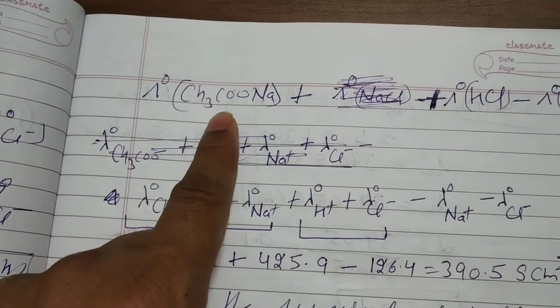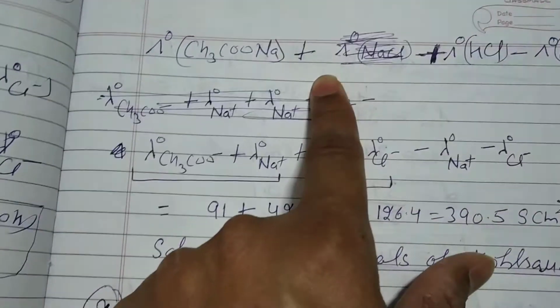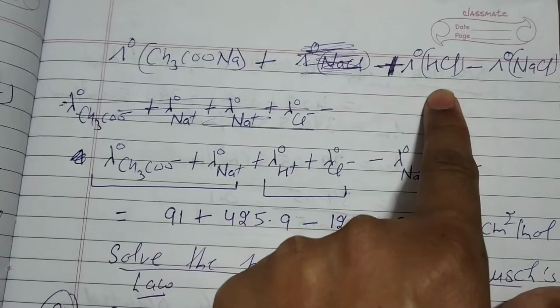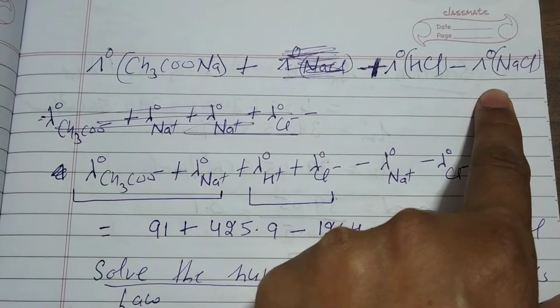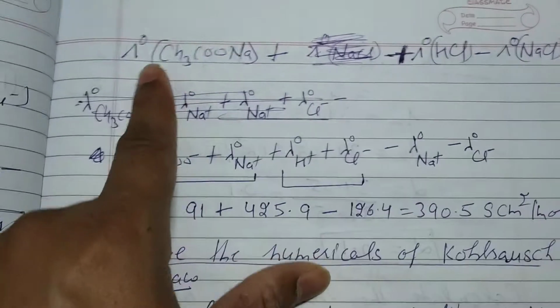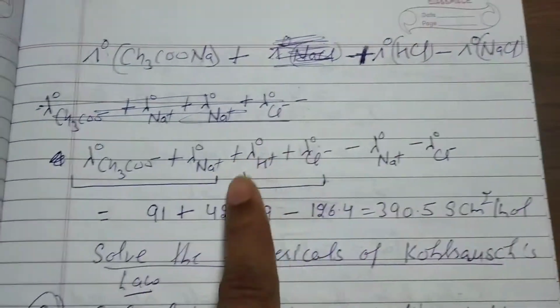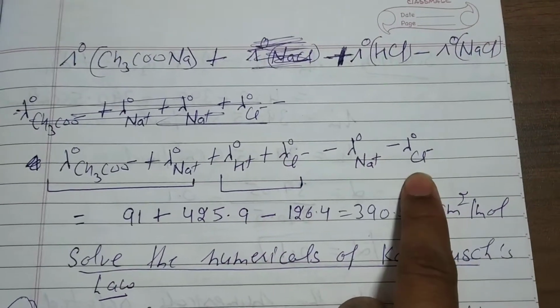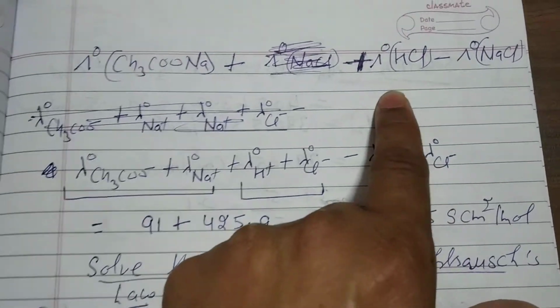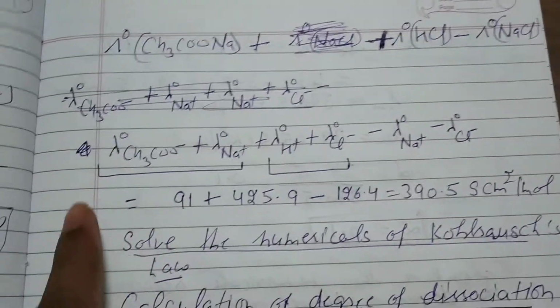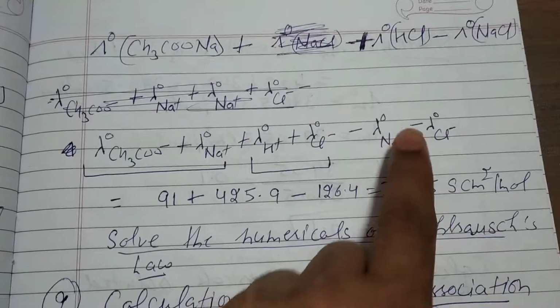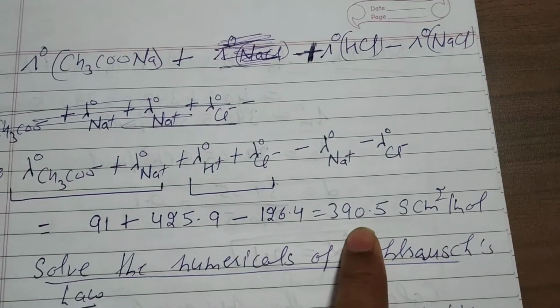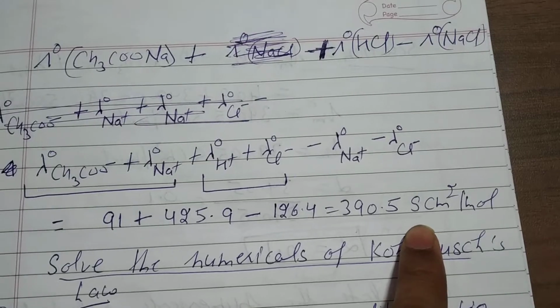So we have the limiting molar conductivity of CH3COONa, equation number 3, plus the limiting molar conductivity of HCl, equation number 2, minus the limiting molar conductivity of NaCl, equation number 1. This value is equal to these two, minus this value which is equal to these two. Actually, plus was supposed to come before, but since there is a minus outside, inside it became minus. So this value is equal to 91, this is 425.9, and this minus is 126.4. So the value will be 390.5 Siemens centimeter square per mole.